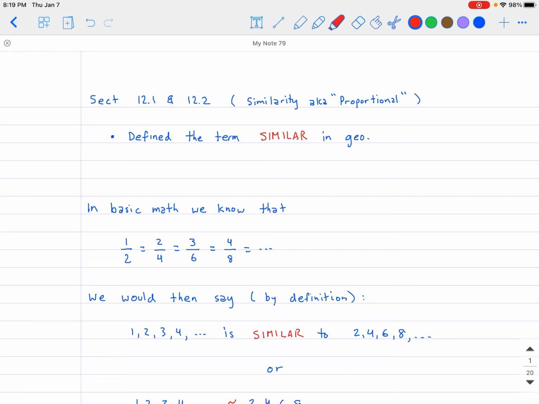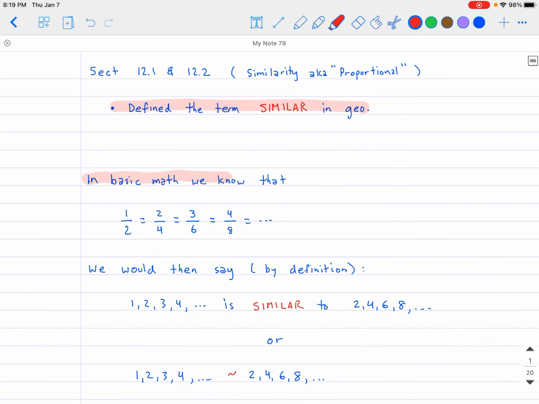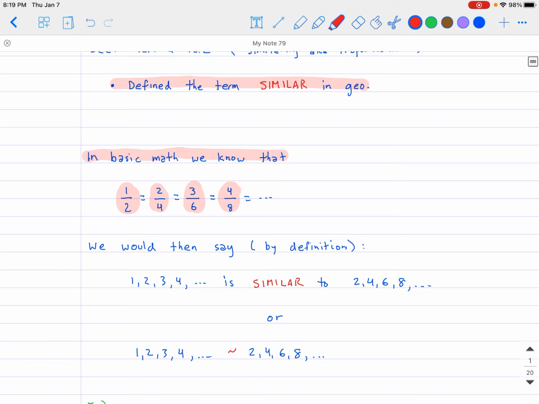First of all, we're going to define the term similar in geometry. What does it actually mean? When it comes to basic math, we know the following is true. If you have 1/2, that's equal to 2/4, which is equal to 3/6, which is equal to 4/8. So in terms of how we define similarity, we look at that equation and say the numerators 1, 2, 3, 4, and that sequence of numbers is then similar to the sequence in the corresponding denominator: 2, 4, 6, 8, and so forth.